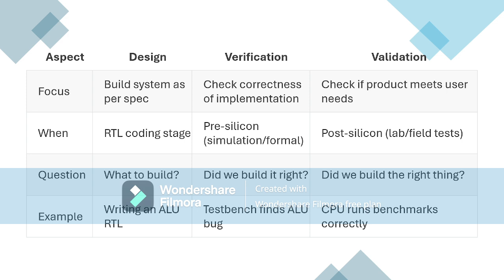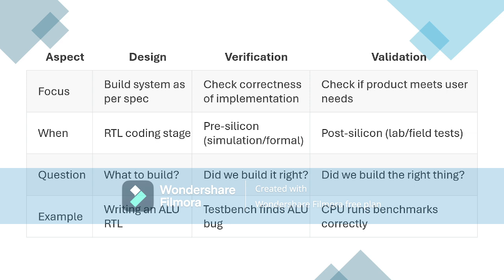And the validation mostly focuses on whether the product is meeting the needs of the customer or not. So if it is not going to meet the requirements of the customer, it is going to be discarded directly. And design is used in the RTL coding stage. Verification is nothing but pre-silicon validation, so we will use simulation and formal verification tools in these topics.